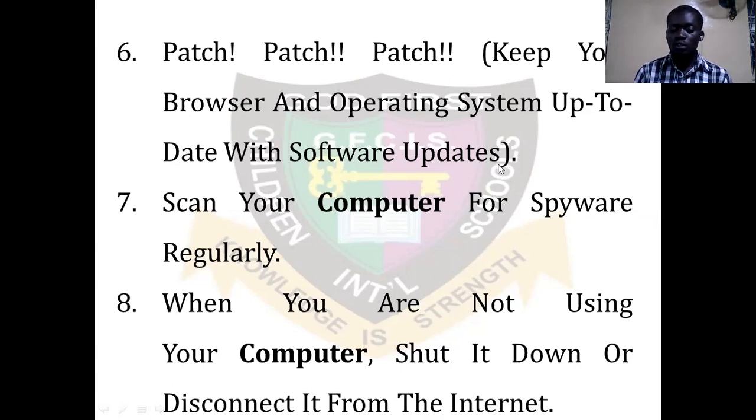Another one is when you are not using your computer, shut it down or disconnect it from the internet. This is common. Some of us do this a lot. You leave your computer online, you're not using it, you leave it on the internet from morning till night. Intruders can have access to your computer system. So when you are not using your computer, shut it down or disconnect it from the internet to help minimize the risk attached to those scenarios.